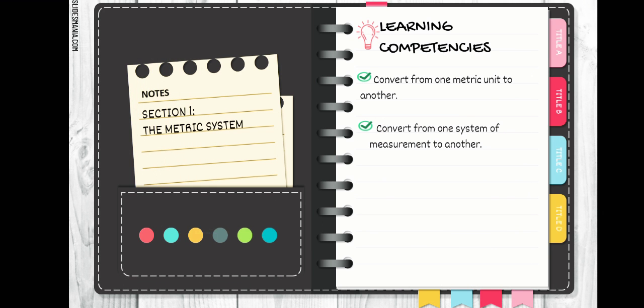This section talks about the widely used measurement, the metric system. Learning competencies are to convert from one metric unit to another and to convert from one system of measurement to another. Before we tackle the metric system, let's talk first about how it was discovered and developed.